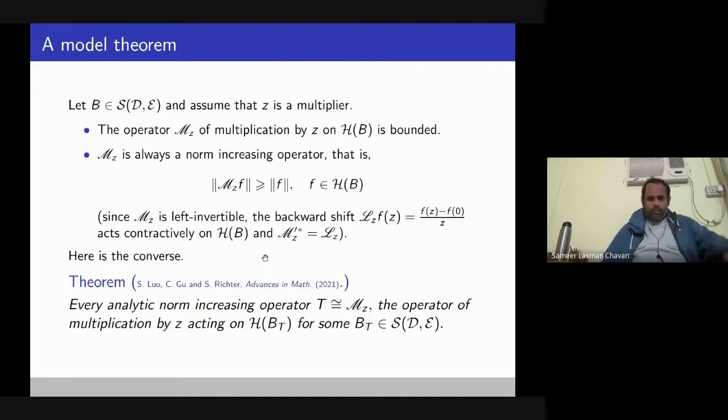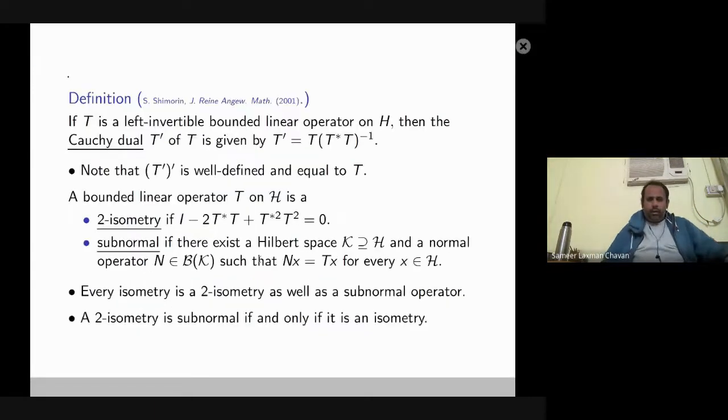So this model theorem is the starting point of the Cauchy dual subnormality problem. Starting point in the sense that if you want to formulate the Cauchy dual subnormality problem in this setup, then this is the starting point. Now, this result can be obtained from a result of Shimorin. Let me wait, because to state the Cauchy dual subnormality problem, you need some more definitions from this paper of Shimorin, published in the Crelle Journal in 2001.